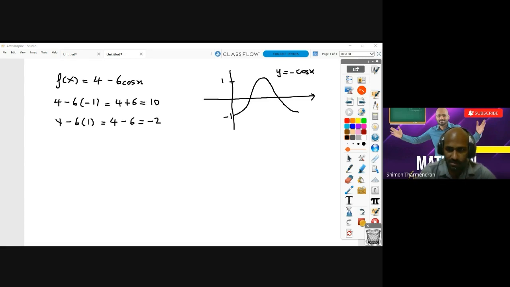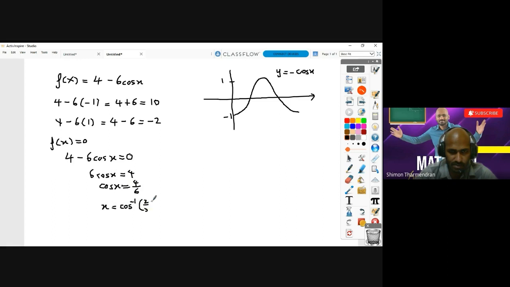And next, they want us to solve the equation equals to 0. This is back to add math, so we have f of x equals to 0 over here. 4 minus 6 cosine of x equals to 0. 6 cosine of x equals to 4. We have cos x equals to 4 over 6. So x equals to cos inverse. Simplifying 4 over 6 give me 2 over 3.